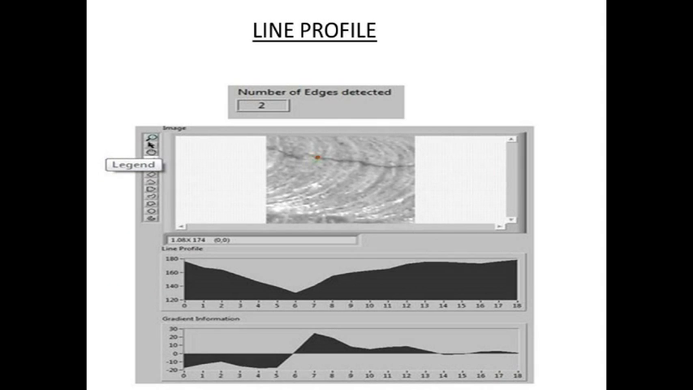The next stage is line profile. It is similar to edge detection. In line profile, you consider a line along the boundary of the image and you calculate the pixel values along the line of the original image and the cracked image. The angle of inclination of the crack can be calculated by finding the difference of minimum and maximum values plotted in the gradient information. In this front panel, the above graph represents the line profile and the below graph represents the cracks in the form of gradient information.